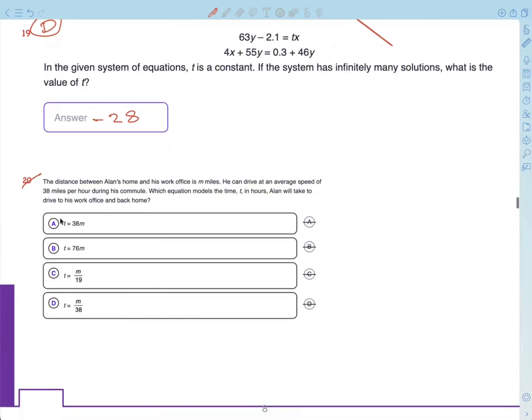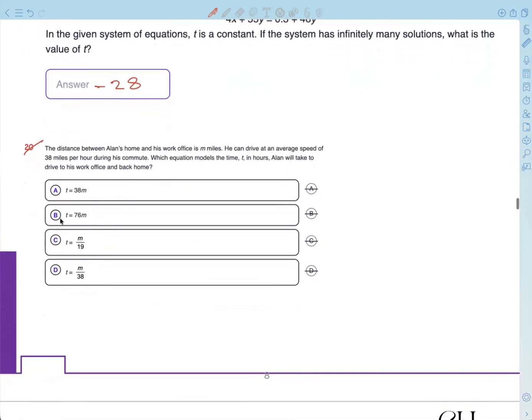The distance between Alan's home and his work office is m miles. He can drive at an average speed of 38 miles per hour during his commute. Which equation models the time t in hours Alan will take to drive to his work office and come back? We want to find the time. You know that speed equals distance over time. If you want to find the time, you put the distance over the speed. So the time equals distance over speed.